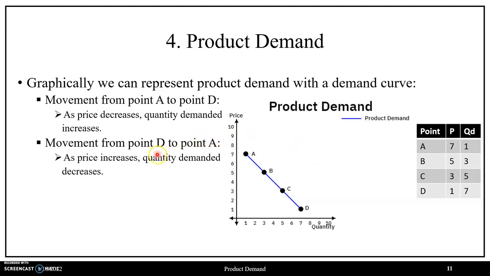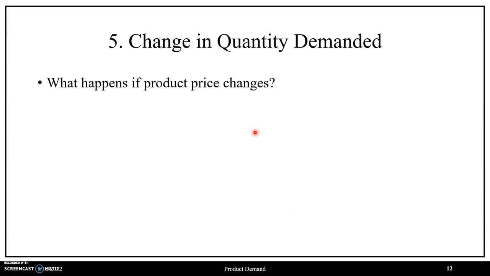Whereas if we consider movements from point D to point A, that is leftward movements of the product demand curve, we'll observe that price increases, then quantity demanded decreases, where these are just restatements of the law of demand, that is, that inverse relationship between price and quantity demanded. Now, with this in mind, what happens if product price changes?